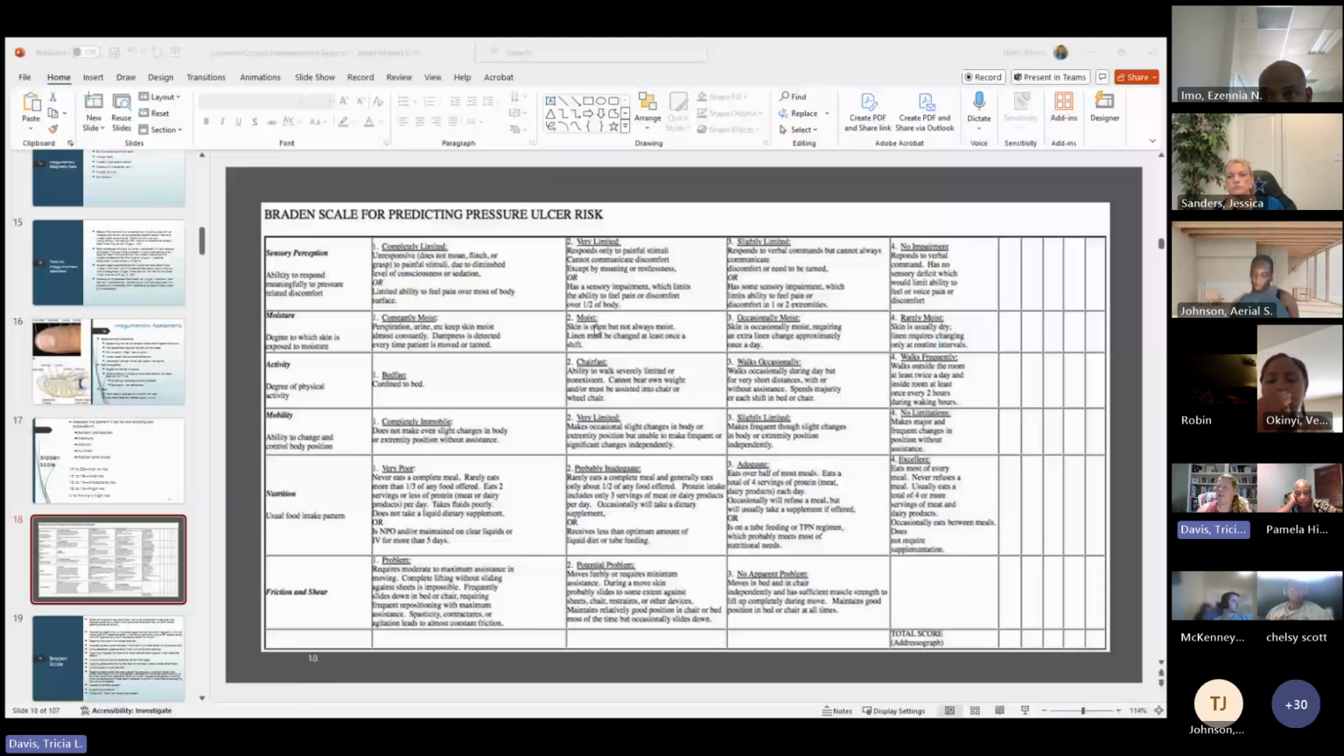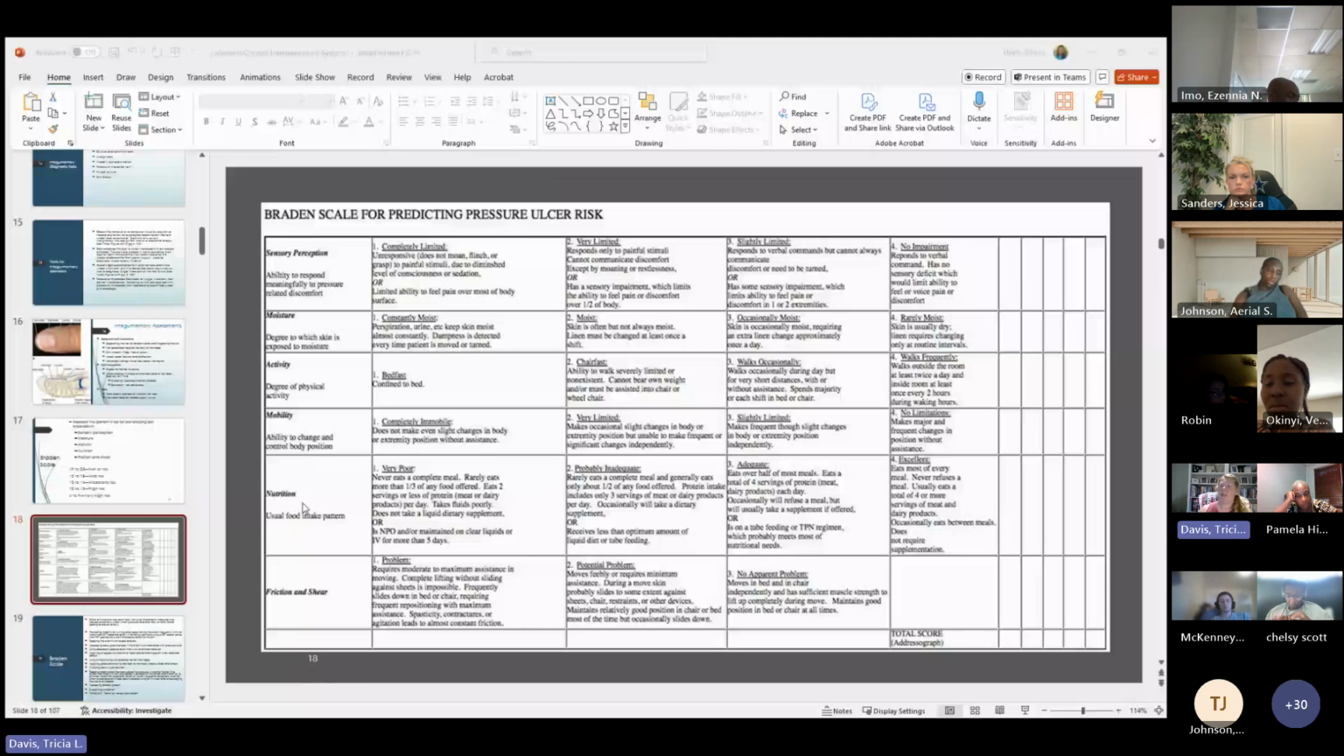So for very moist, the skin is often but not always moist. It has to be changed at least once a shift. Where rarely moist requires changing only at routine intervals. So these explanations really guide you. Then we think of activity, which is the degree of physical activity. What are they able to do for themselves? Can they move independently? Can they move with assistance? Can they even move at all? And then what is the mobility? What is their ability to change and control body position?